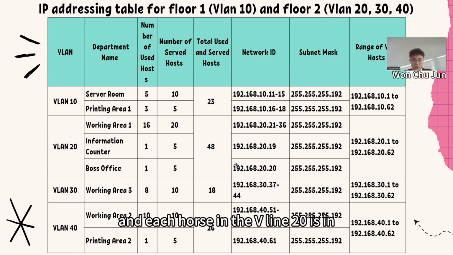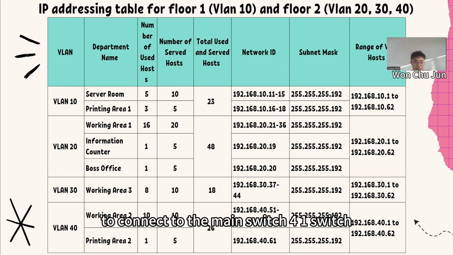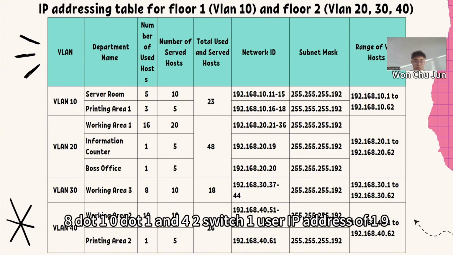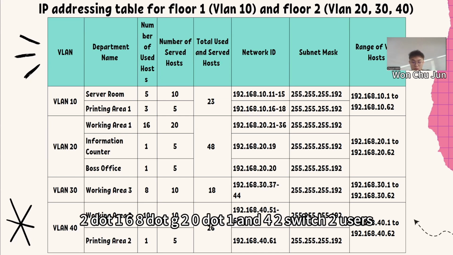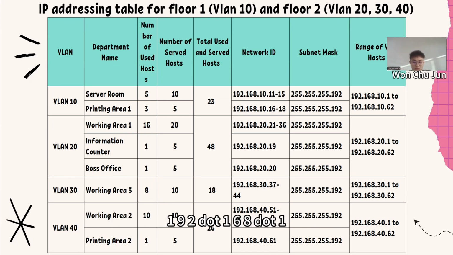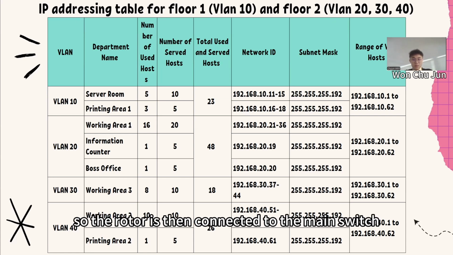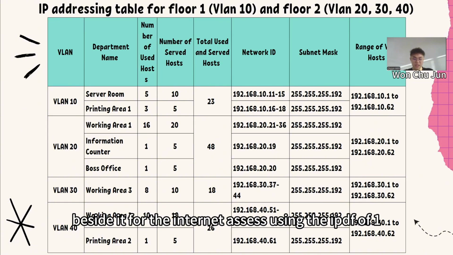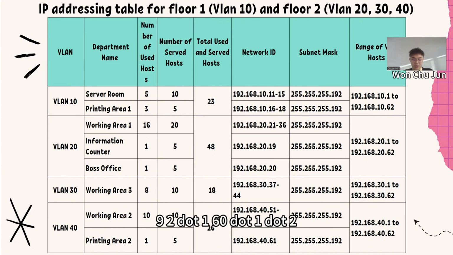So in summary, each host in floor 1 is connected to the floor 1 switch, each host in VLAN 20 on floor 2 is connected to floor 2 switch 1, and each host in VLAN 30 and 40 is connected to floor 2 switch 2. Floor 1 switch, floor 2 switch 1, and floor 2 switch 2 are connected to the main switch. To connect to the main switch, floor 1 switch uses the IP address 192.168.10.1, floor 2 switch 1 uses 192.168.20.1, and floor 2 switch 2 uses 192.168.30.1 and 192.168.40.1. The router is then connected to the main switch beside it for internet access using the IP address 192.168.1.2.